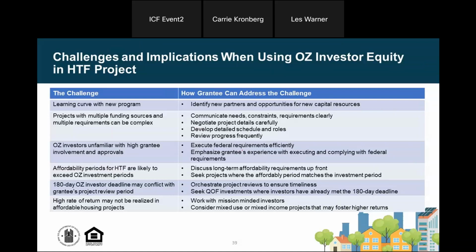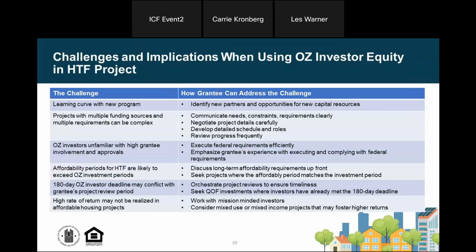Another potential challenge is that the opportunity zone investor might not be used to a high level of government involvement in projects in which they invest. And so to attract opportunity zone equity to affordable rental projects, the grantee may need to emphasize their experience in administering federal programs and complying with federal requirements, as we just mentioned. And the grantee and developer should also be prepared to thoughtfully carry out the applicable federal requirements in an effective and non-threatening way.